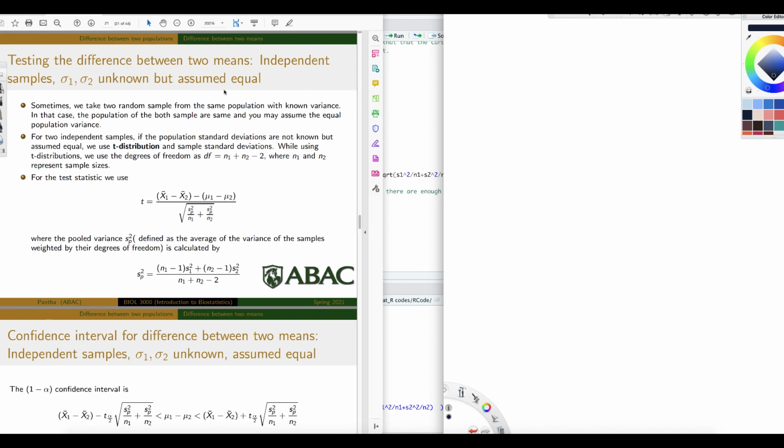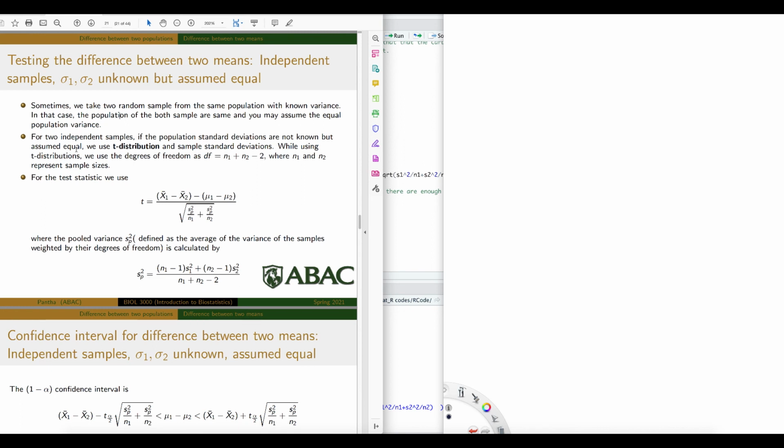In which situation do we consider that the variances of the populations of the two samples are equal? Sometimes we take two random samples from the same population. If you are taking two samples from the same population, then the variances will be equal, because the population for both samples is the same population, so they have the same variance. In that case the variance is unknown, and you may assume equal population variance.